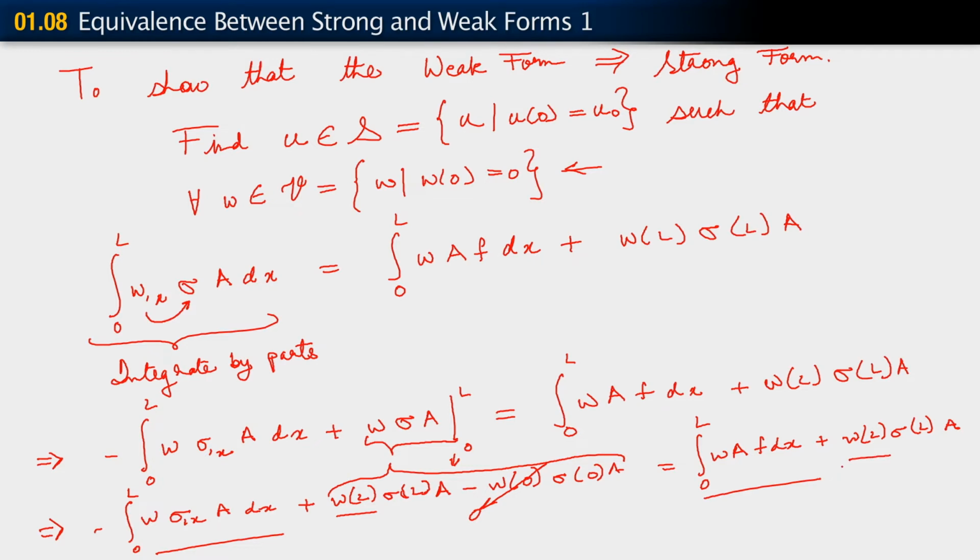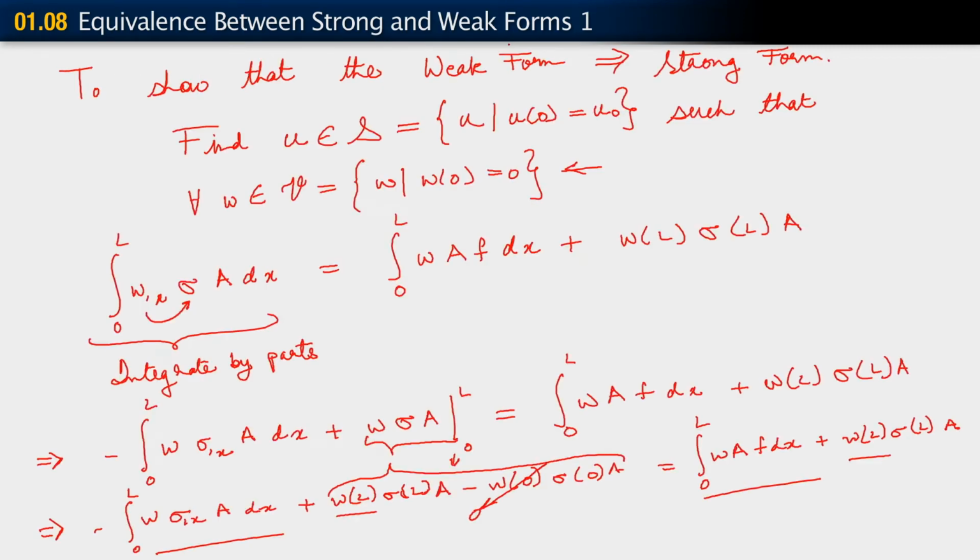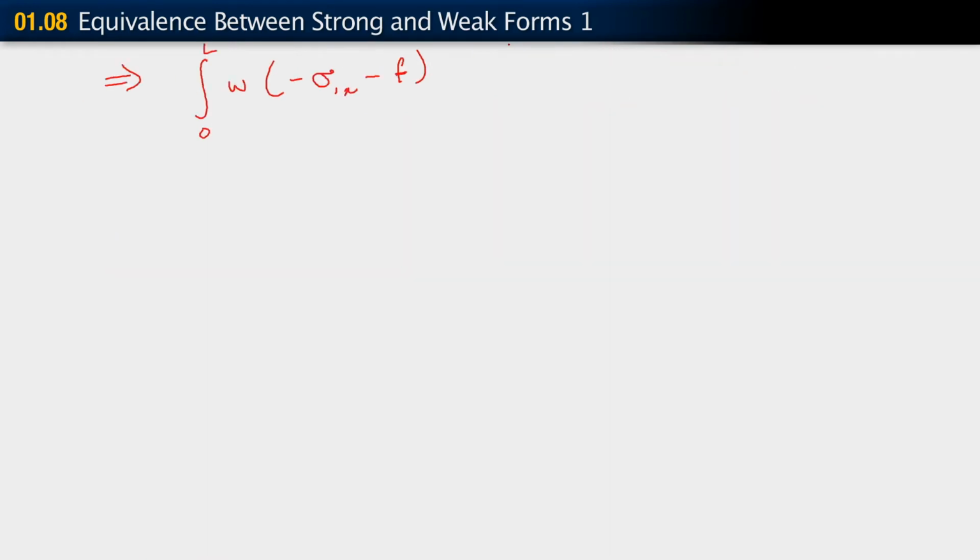Okay? When I do this, I arrive at the following form. When I combine the integrals, because those integrals are over the same domain, I have W times minus sigma comma x minus f, because what I've done here is to bring f, which was on the right hand side in the last line of the previous slide, the integral involving f, to the left hand side. Okay, so that flips its sign.